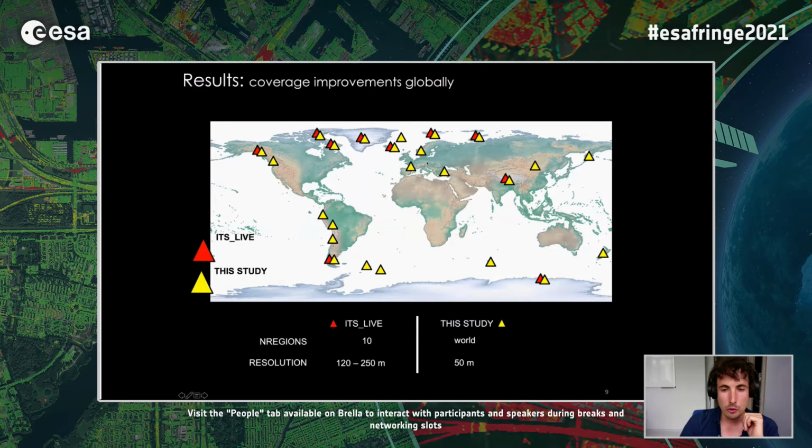So on this map, you have a comparison of the coverage of the ITS_LIVE and the coverage that we did for this study. So you can see that we were able to improve the world coverage. We mapped all glaciers in the Andes, in Central Europe, all subantarctic islands, and New Zealand. And again, we provide the mosaic at a sampling resolution of 50 meters, which allows us to capture a much larger diversity of glaciers, as you will see in the next slide.